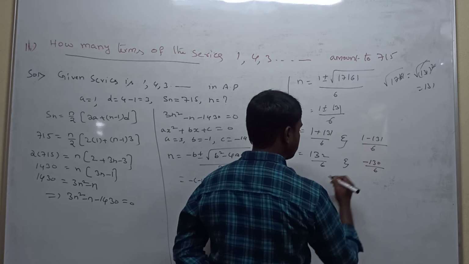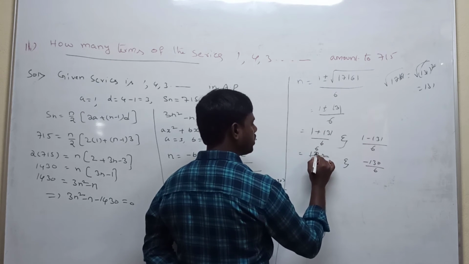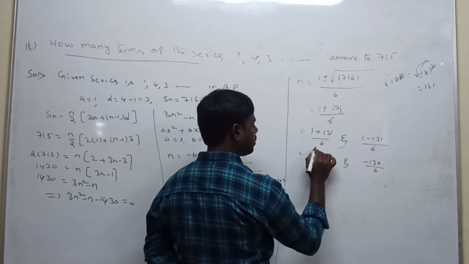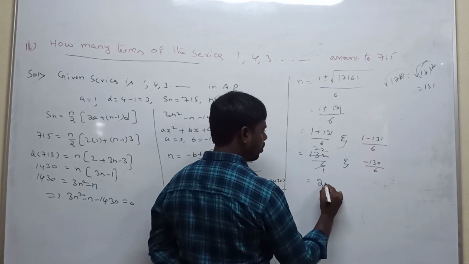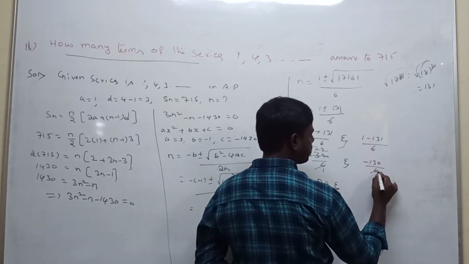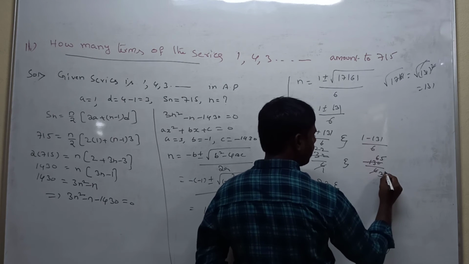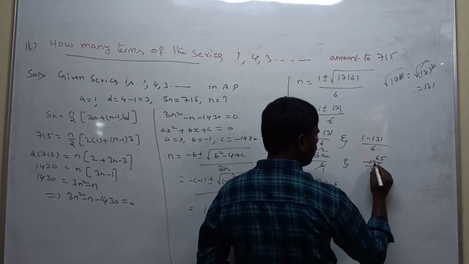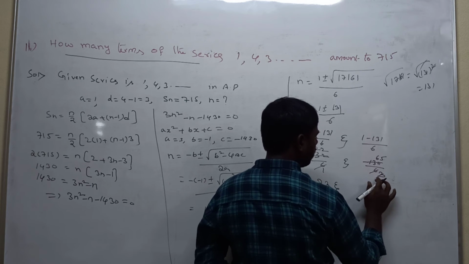Now 6 twos are 12, the remaining one, so 6 into 22 is 132. So the first value is 22. Next, 130 divided by 6: 2 threes are 6, 2 sixes are 12, remaining 10, 2 fives are 10. So dividing by 3 is not possible evenly.